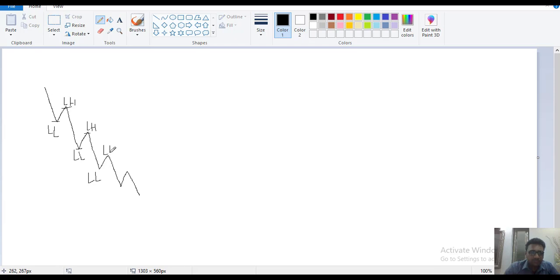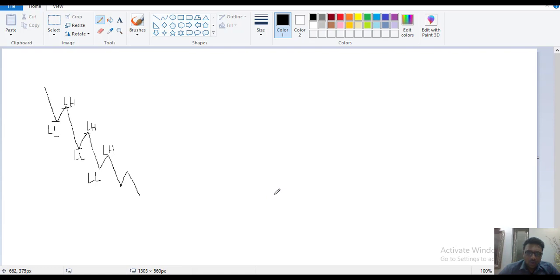And we can see the price is moving down like a staircase. So whenever anyone asks you whether a stock is in a downtrend or an upper trend, you can immediately tell: if the price is making a lower low and lower high, it's in a downtrend.